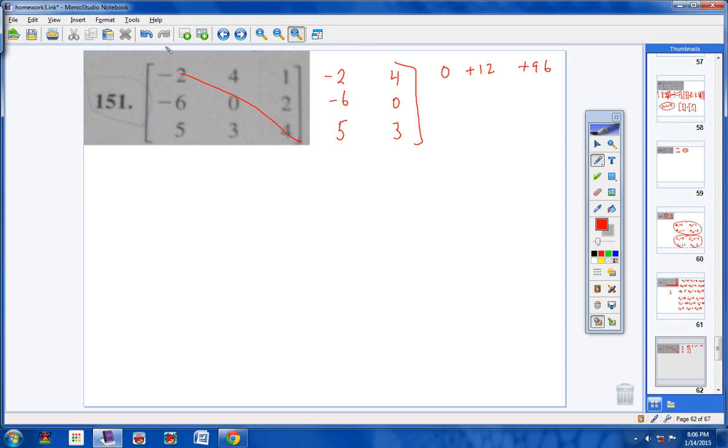Multiply these numbers together and you will get a 0. Multiply these 3 numbers together and you'll get a 40. So we're going to leave it positive 40. And then multiply these 3 numbers together and you will get a negative 18.